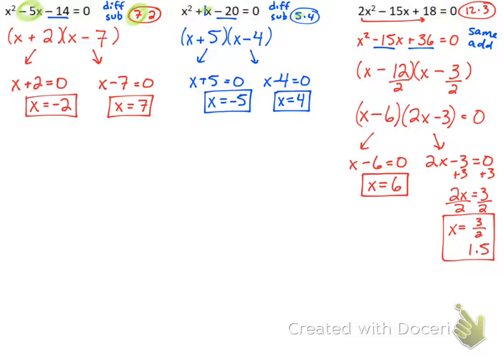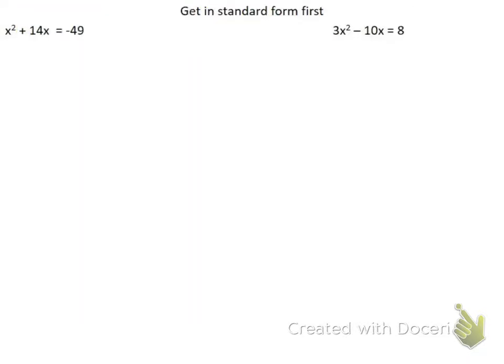Go ahead and flip over to the back. What I need to do, just like it says at the top, is get these in standard form first. So be really careful. Sometimes it's easy to skip that step, but I want to move everything over to the other side. So in this problem, I want to move that negative 49 to the other side. So I'm going to add the 49 to the left-hand side. So I get x squared plus 14x plus 49 is equal to 0.